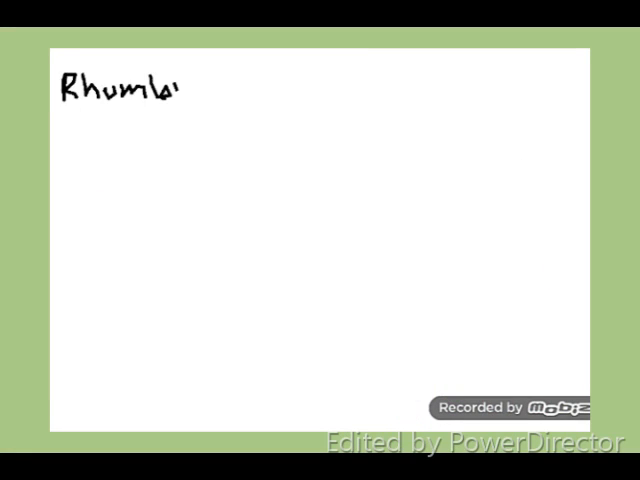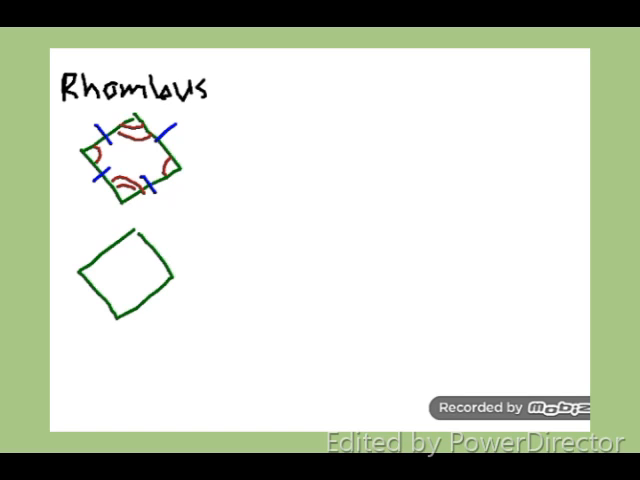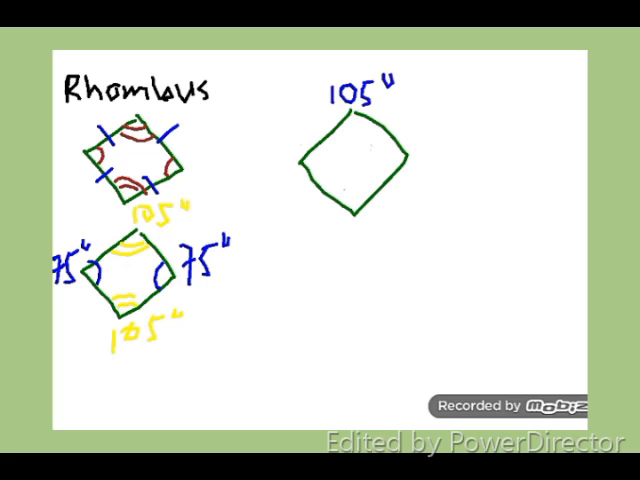Next one is rhombus. Rhombus is the same as the square, which has 4 equal sides, and the opposite angles are equal to each other. If this rhombus has angle of 75 degrees and its opposite is also 75 degrees, and if this angle is 105 degrees, the opposite is also 105 degrees. This rhombus has 105 degrees and its opposite is also the same, na may missing angle na X.